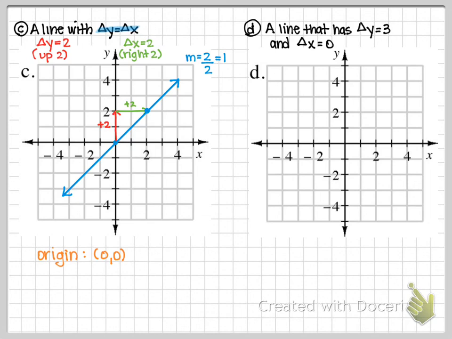Okay, last one. See if you can do the last one, and let's see what this graph looks like. Also, make sure you write down what the slope is. Okay, so let's take a look here. We know this change in y is 3, so I'm being told up 3. And the change in x is 0, which means there's no right or left.